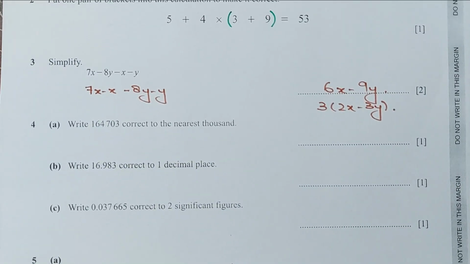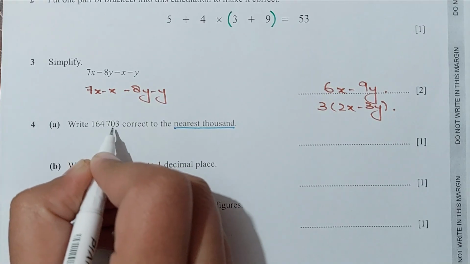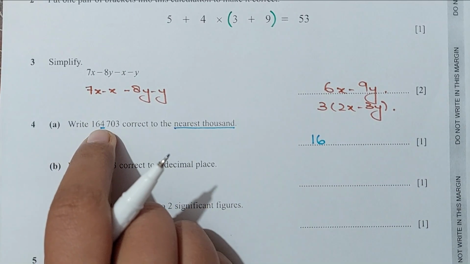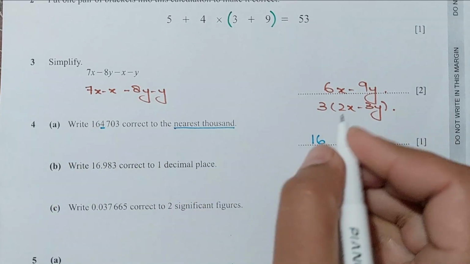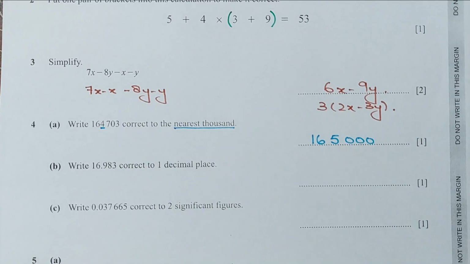Question number 4, part A. Write the number correct to the nearest 1000. So pick the digit at the 1000 place: ones, tens, hundreds and thousands place. 16 stays the same, so 4, and the next digit is 7. So we have to add 1 and the remaining digits are replaced with 0. We can say 165,000.